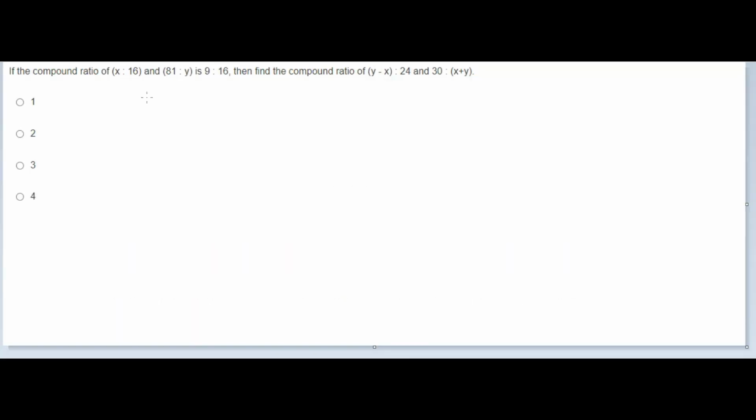Okay, welcome back. This is a very simple question. You know the compound ratio. That means what? x is to 16. I told you already, right? "Is to" means ratio, which means you want to make a division. So x divided by 16, and you know "and" is always the operator of multiplication.